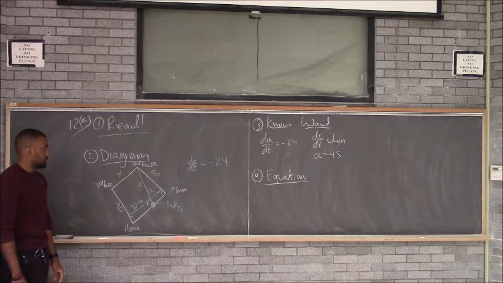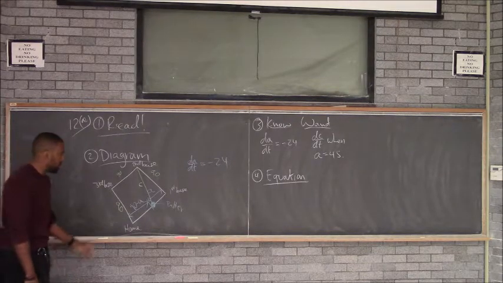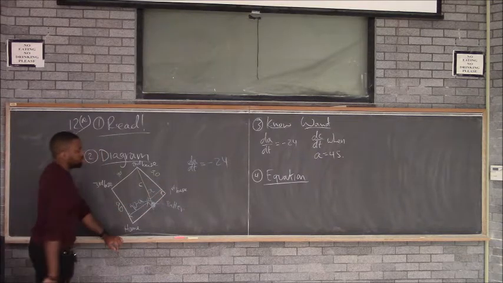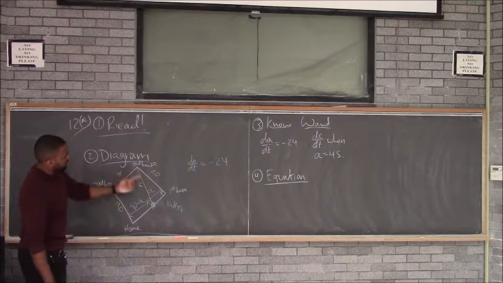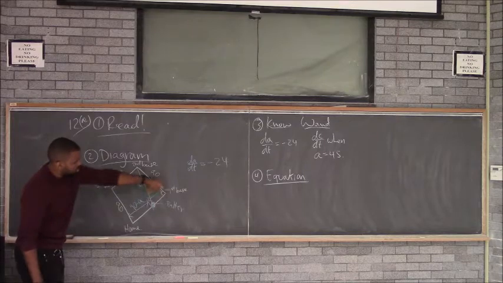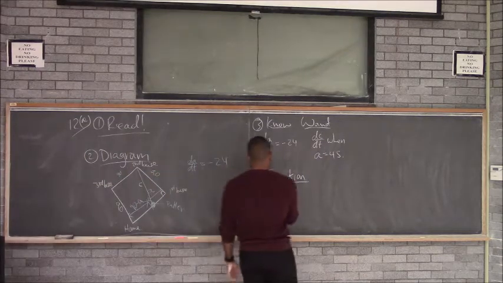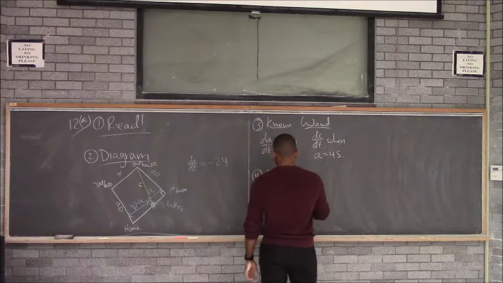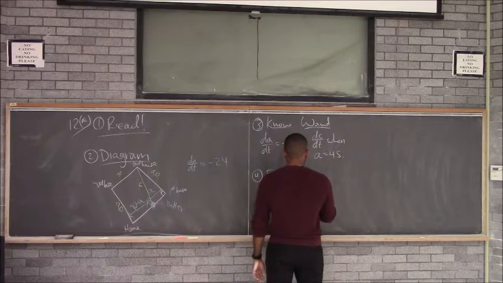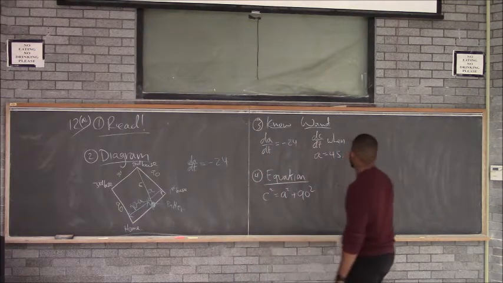So you do A squared plus 90 squared equals C squared. Pythagoras' theorem again, because the baseball diamond is a square, so that's 90 degrees. The C would be the hypotenuse, this leg will be A, that leg will be 90. So we know that C squared is equal to A squared plus 90 squared. It's going to be the equation.